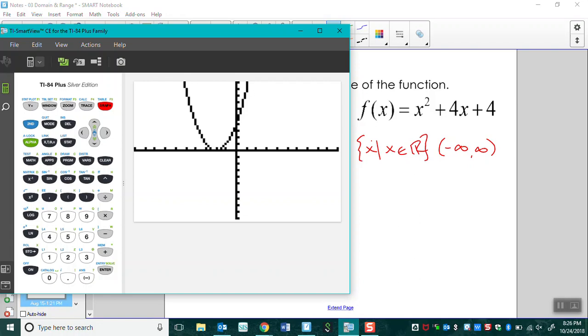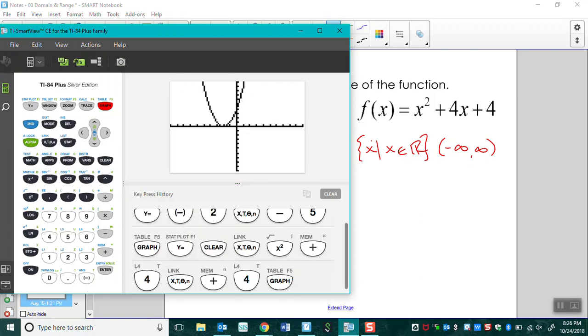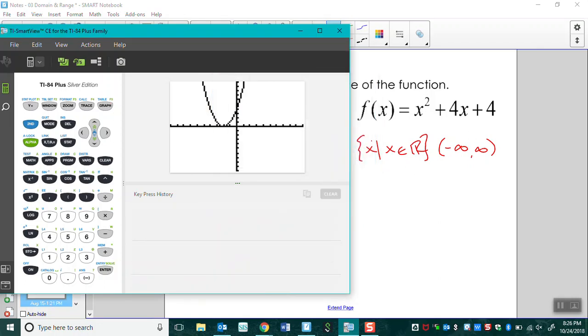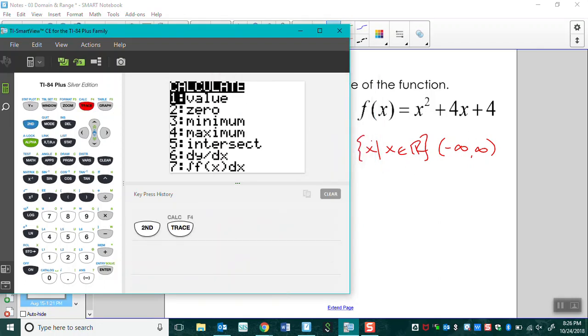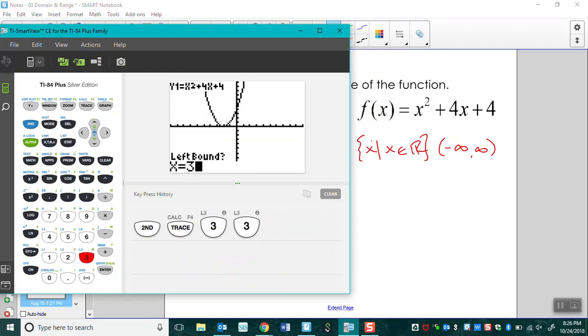In order to do this, we're going to hit second, and we'll clear our key space here out so you can see that. We're going to hit second, trace to activate that calc menu, and we want option 3, which is the minimum. We only have to hit it once. Clear that out. We'll delete that. Didn't know you could type that in.